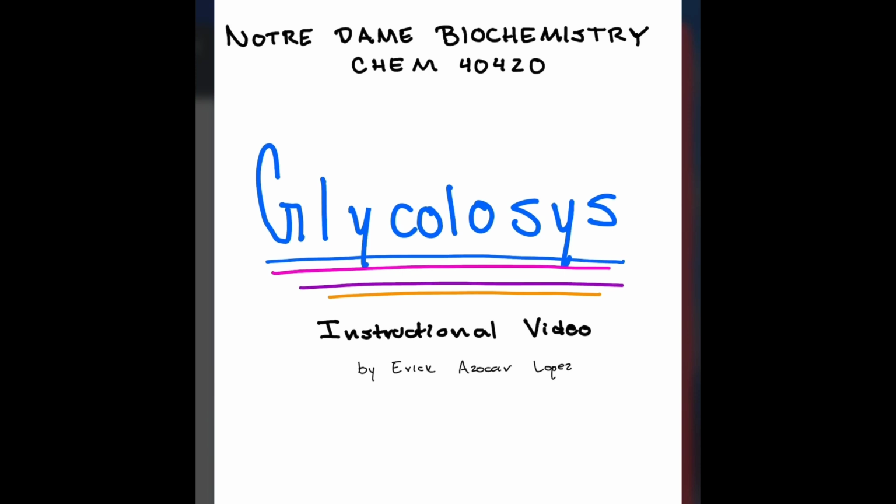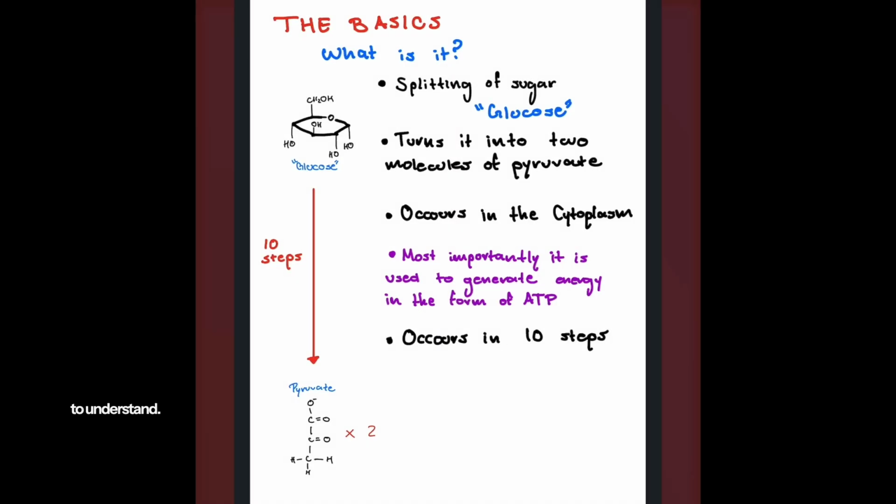Today we're going to walk through one of the most essential processes in cellular biology, glycolysis. This is the very first step in cellular respiration, the process by which cells break down glucose to make energy. We'll cover what glycolysis is, why it's important, and go step by step through the pathway in a way that's easy to understand. So, what exactly is glycolysis?